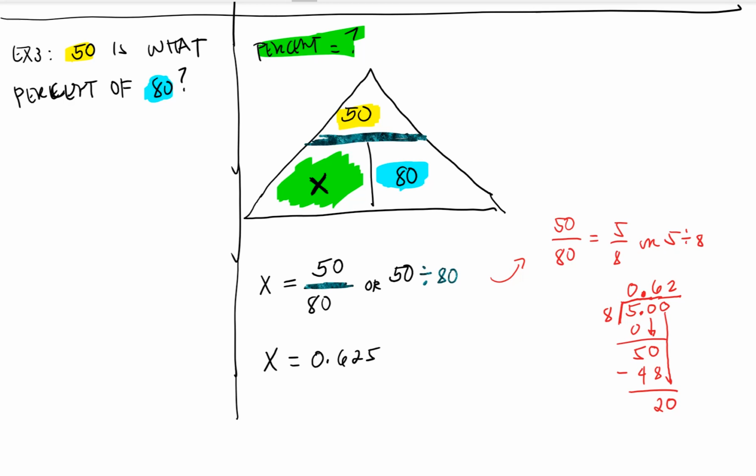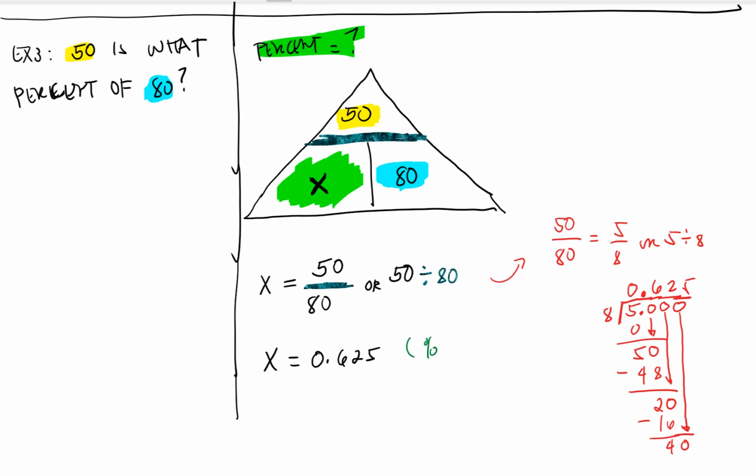2 times 8 is 16, and then I subtract again. That's 4. To continue my division, I add another 0, and that's 40 divided by 8, which gives me 5. So it gives me 0.625.